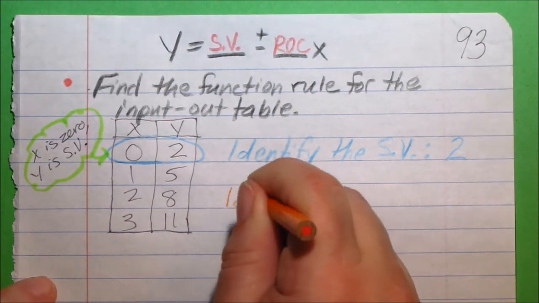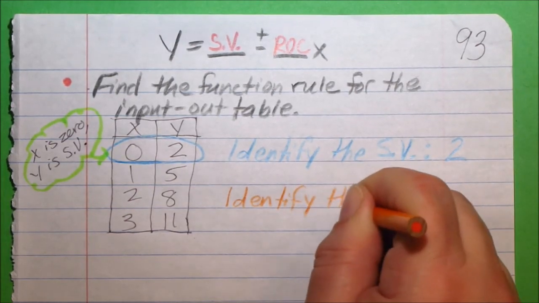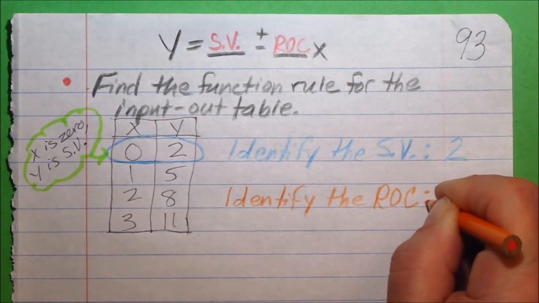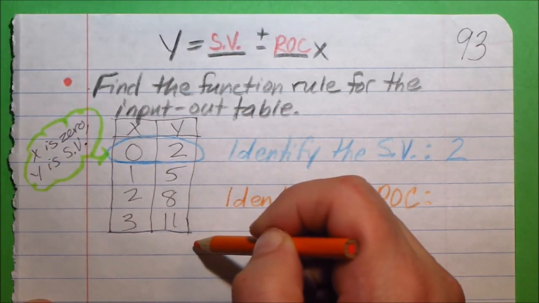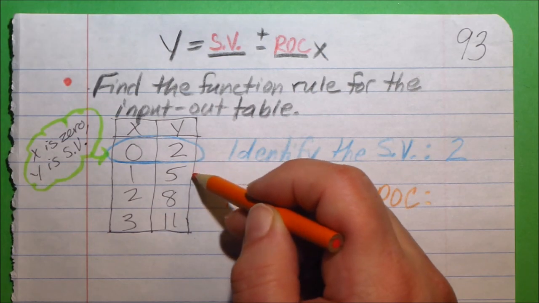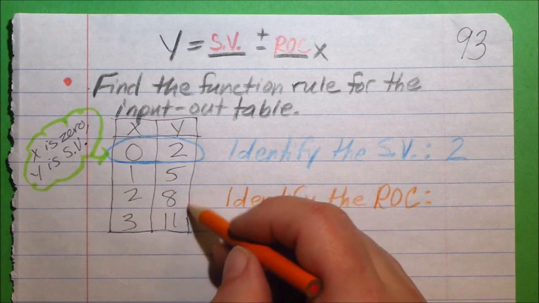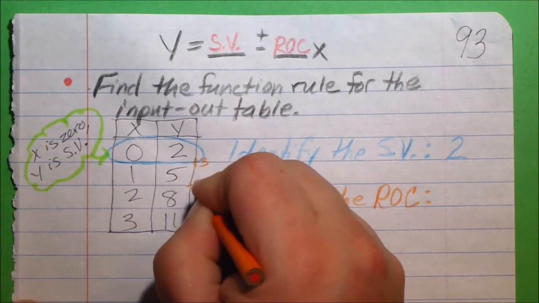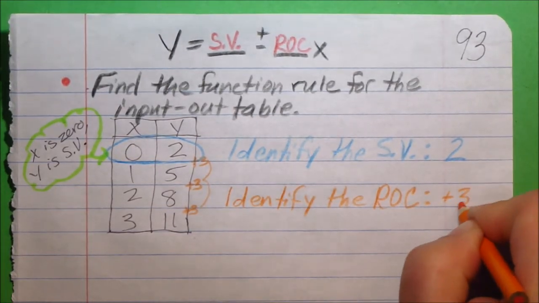All right, so the next thing we need to do is to identify the rate of change. I really need a new orange pencil. The rate of change, rock. We've got to identify the rock and what's happening here. Okay, so I can see that the numbers are increasing. By how much? Well, from 2 to 5, that looks like plus 3. From 5 to 8, again, plus 3. From 8 to 11, plus 3. So, plus 3, plus 3, plus 3. Looks to me like my rate of change every time is plus 3.